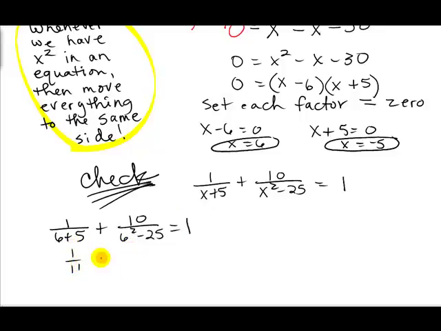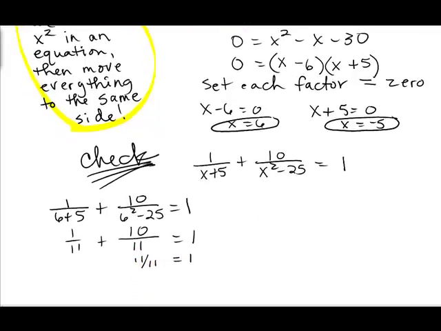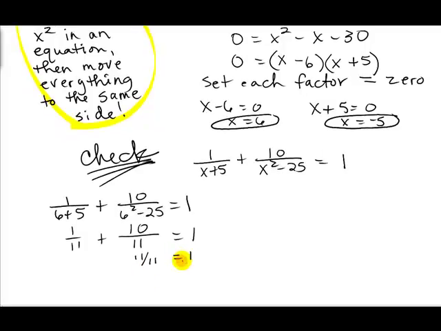This is 1 over 11. This is 10 over 36 minus 25, which gives me 11. When I add those two, I get 11 over 11. And we want to come down one more step because both sides should say the same number. Now we already know that this is equal to 1, but it really should show that it's equal. And when these numbers match, then we know that 6 is correct.